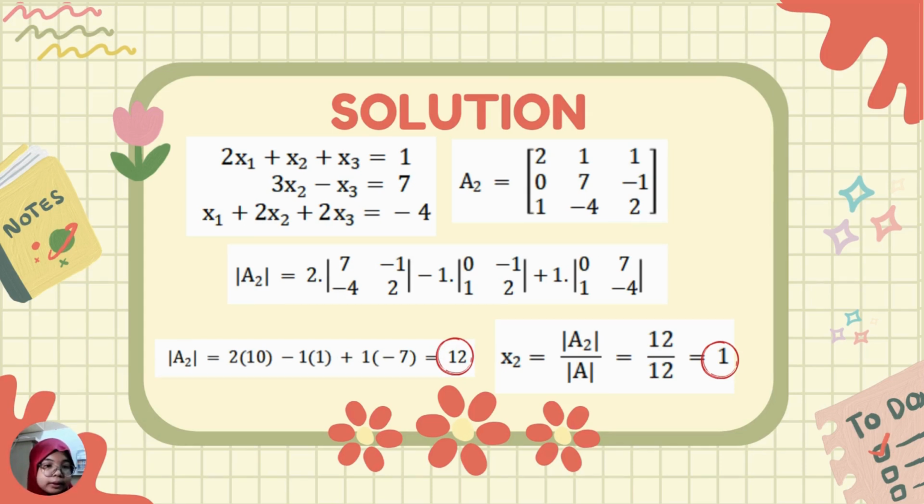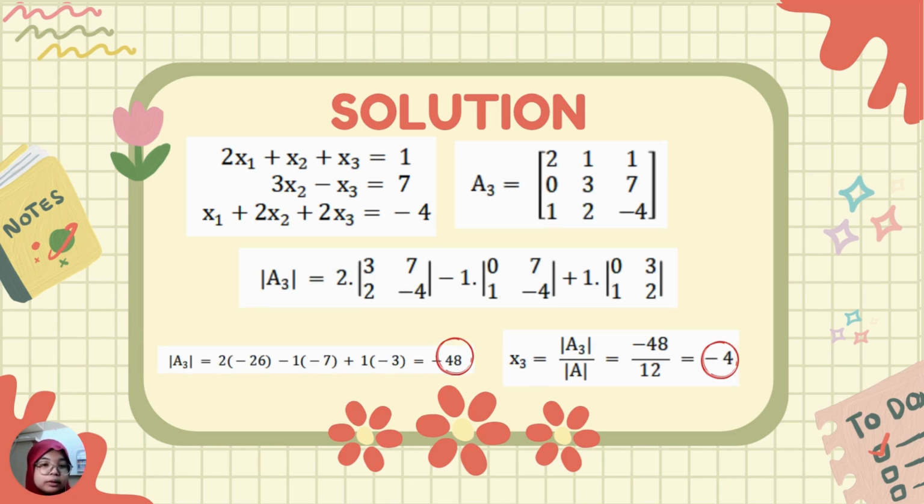Next, to find x2, we first have to find the determinant of A2, which is equal to 12, and 12 divided by 12 equals 1, so we get x2 equal to 1. Next we want to find x3, the last one. First we find the determinant of A3, and we get negative 48, and then we divide it: negative 48 divided by 12, so we get negative 4 for x3.